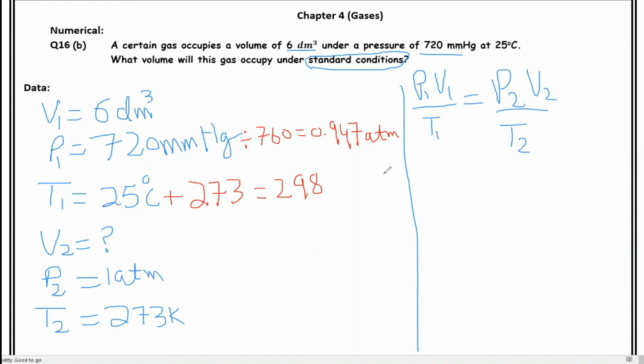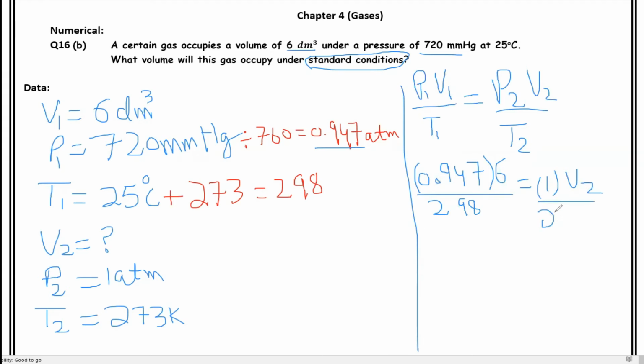Now P1, that comes out to be 0.947, which I am putting as the value of P1. The value for V1 is 6 dm cube. For temperature T1, that is 298. That's equal to pressure P2, that is 1 atm. Volume V2 is question mark. And temperature T2, that is given 273.